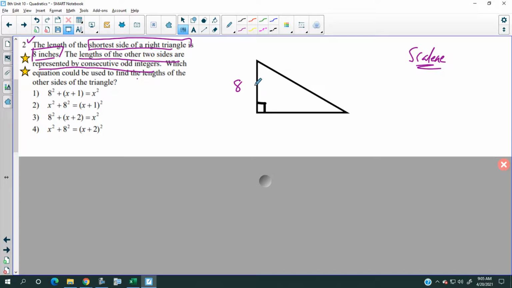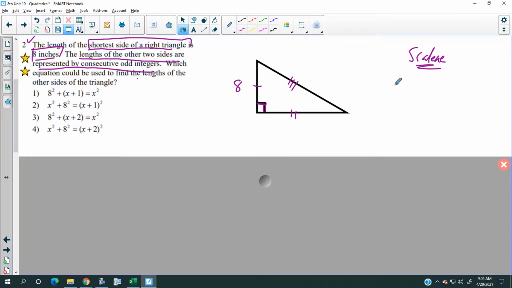So look at the notation, right? I got 1 slash here, 2 slashes here, 3 slashes here. And that is to tell you that not only is this a right triangle, as you can see by the square here, but by the way I notated the sides, all 3 sides are different lengths, okay? Now, let's keep going. So the lengths of the other 2 sides are represented by consecutive odd integers.